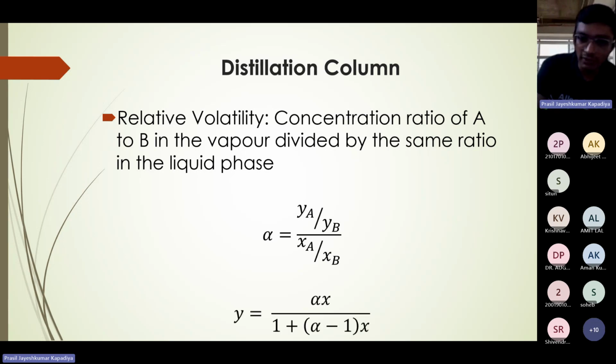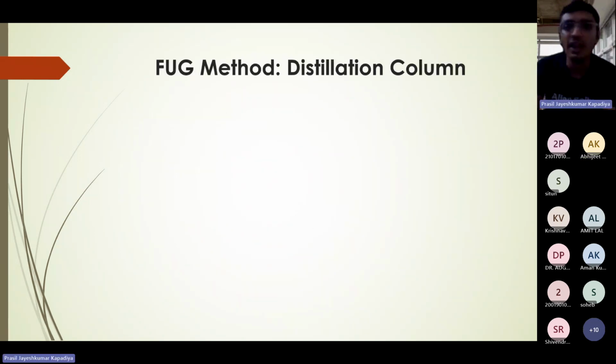So if we convert this equation, we get y equal to alpha x by 1 plus (alpha minus 1) into x. I am 100% sure most of you have used this equation during your mass transfer course. Am I right? Yes, sir. So before going for this shortcut method, let me know which methods you have used during your undergraduate for designing of a distillation column.